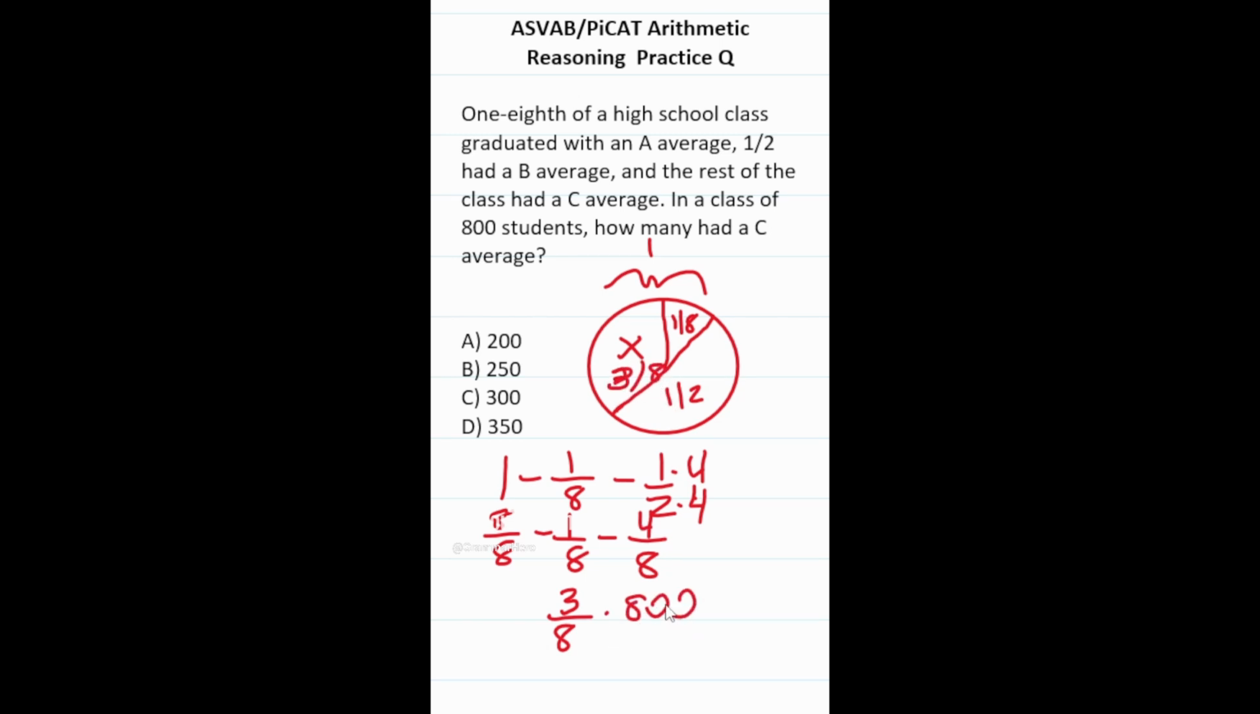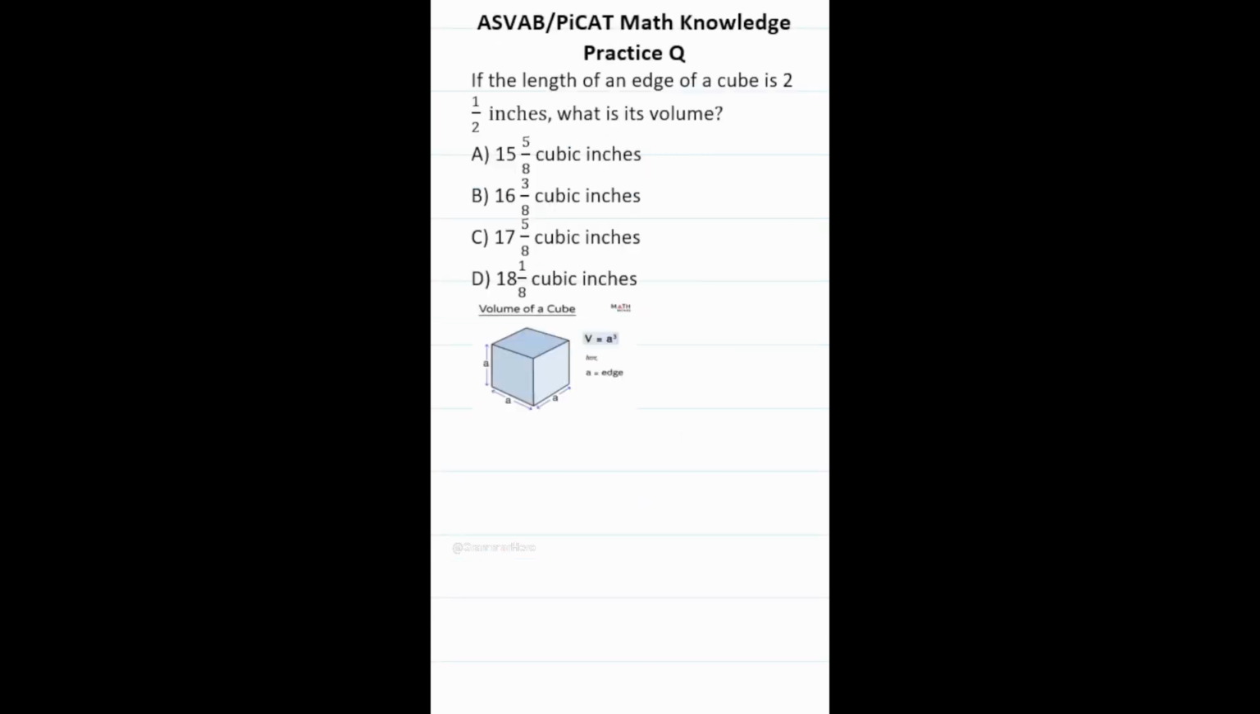Multiply this by the 800 students who graduated. Place this over 1, cross reduce. This is 1. This is 100. 3 over 1 is 3. 100 over 1 is 100. 3 times 100 is 300. So 300 students. This ASVAB PiCAT Math Knowledge Practice Test question says if the length of an edge of a cube is 2.5 inches, what is its volume?